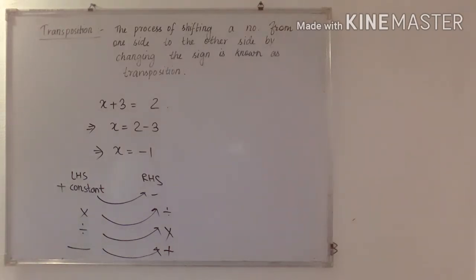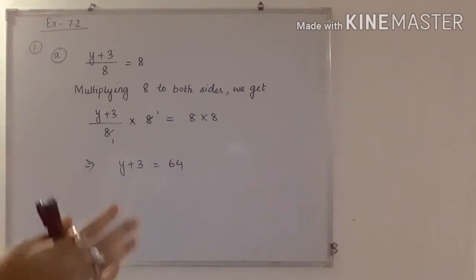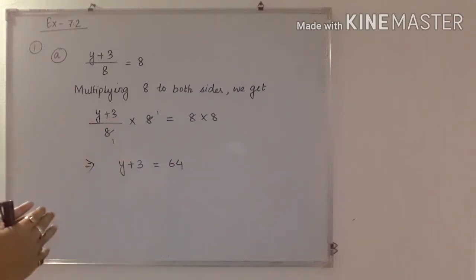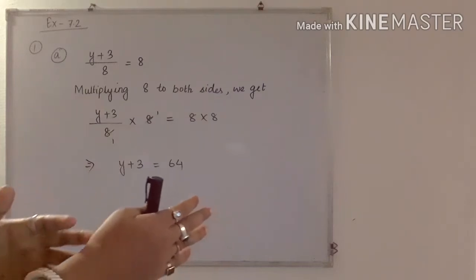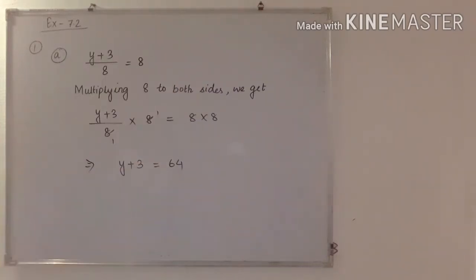So let us do exercise 7.2. See question number 1. Here we have to complete the following equation by balancing on both sides. That is the method called transposition. You have to balance on both sides. That means if you are multiplying on one side, you have to multiply on the other side also. If you are dividing on one side, you have to divide on the other side also.